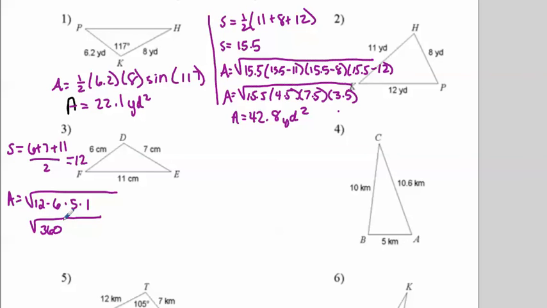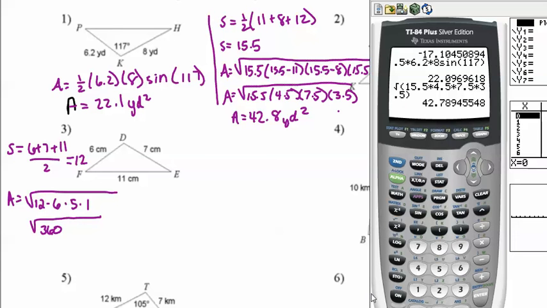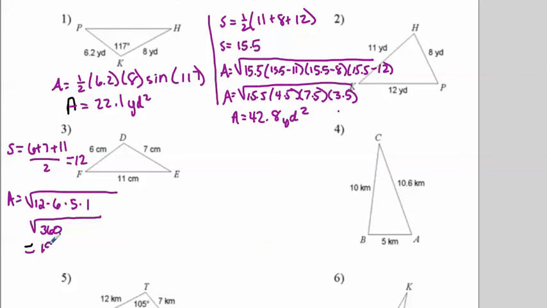Okay, and let's type that in. I guess I should type my square root first, huh? Okay, and 18.9, but that 9 rounds us up to 19.0. And I have square centimeters this time.